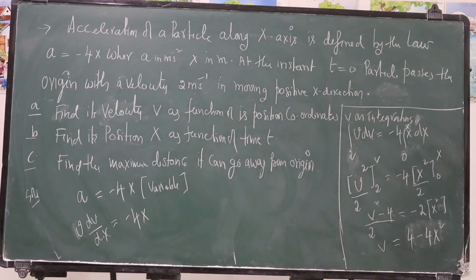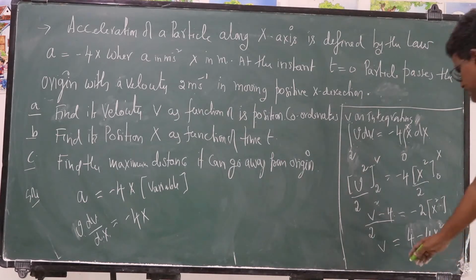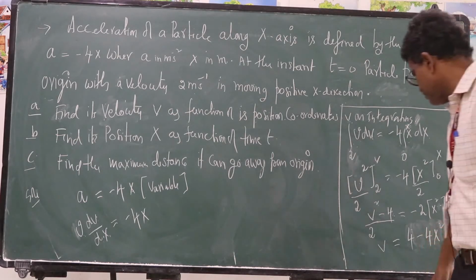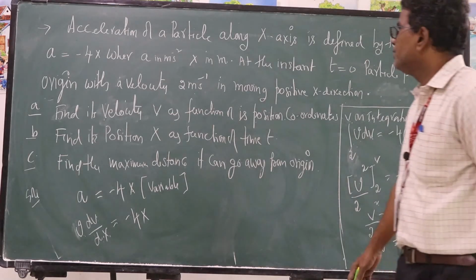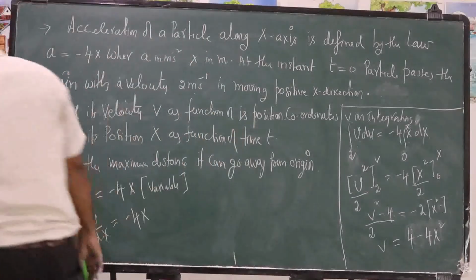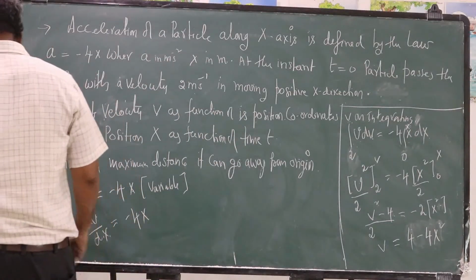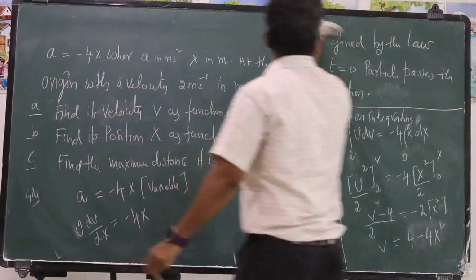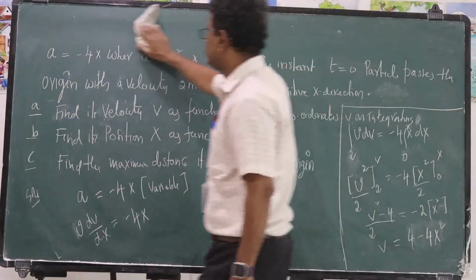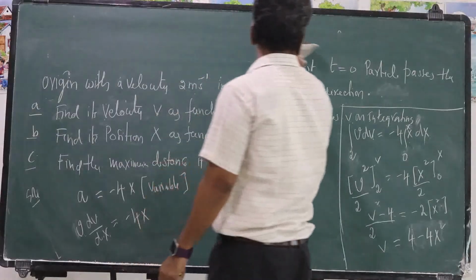So you take common 4. So v is equal to, we got v is equal to... Acceleration of a particle as a function defined by the law. Okay, I will rub this one.